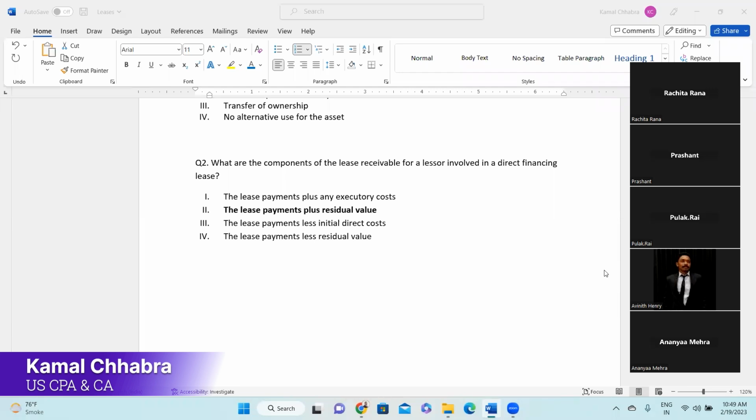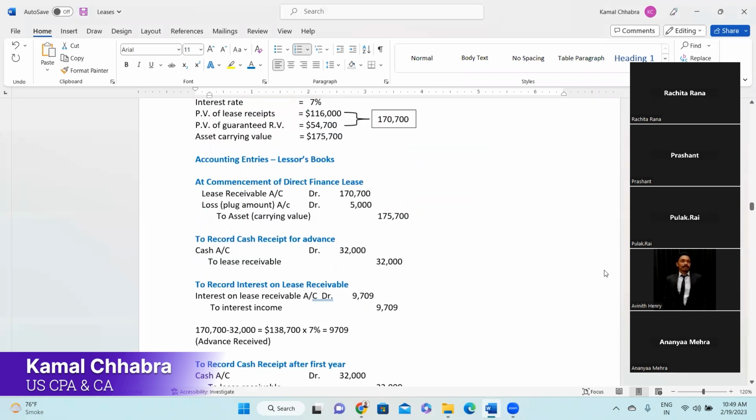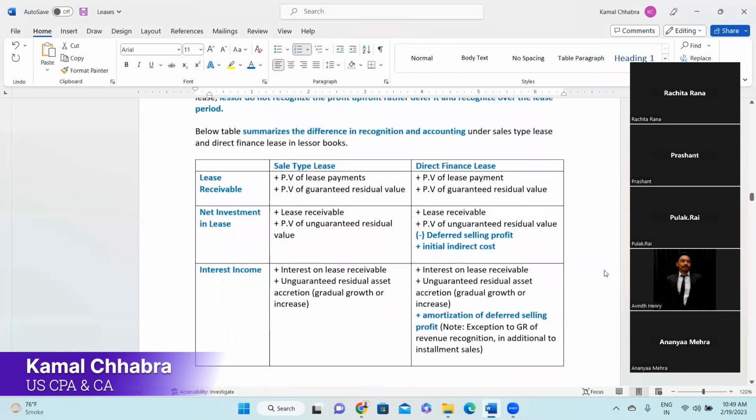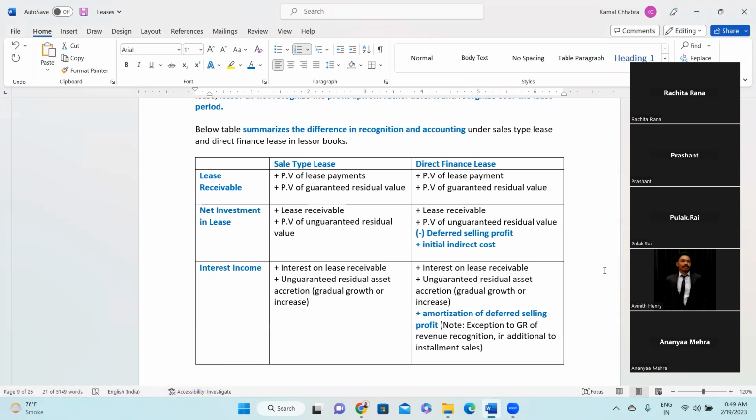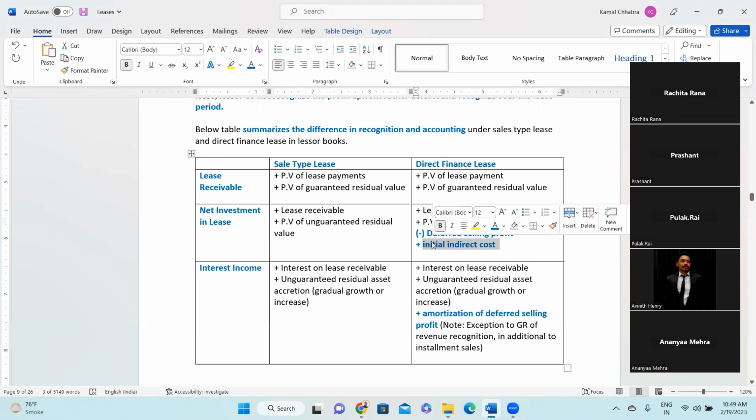So if you remember here, lease receivable, either it's a sales type lease or a direct finance lease, comes only from two things: present value of the lease payment plus present value of the guaranteed residual value, right? So this initial indirect cost comes as part of the net investment in lease. It is not part of lease receivable. Make sense?